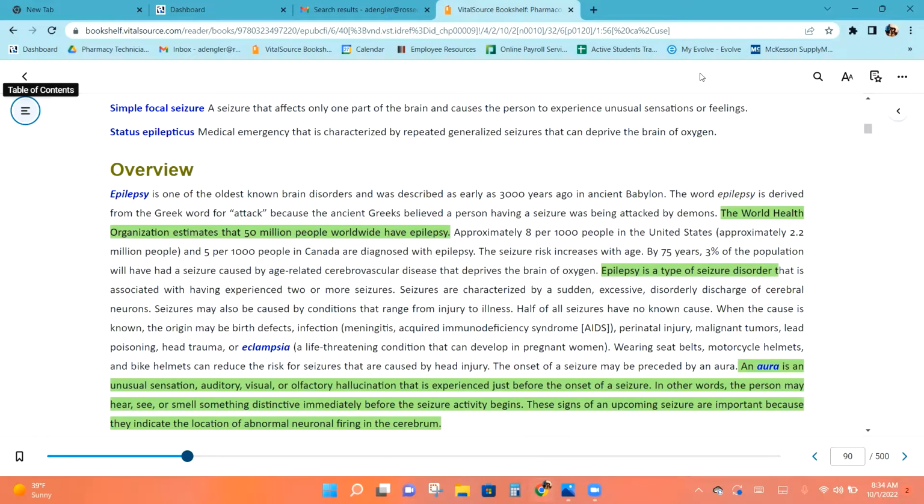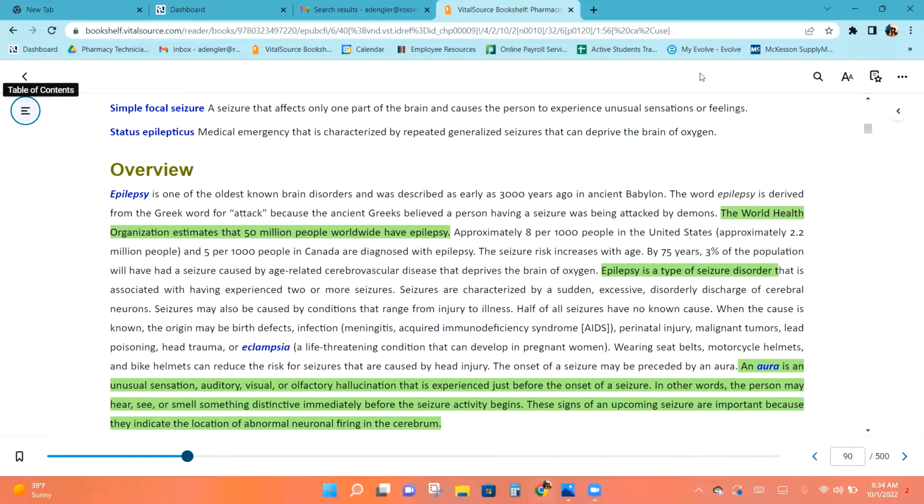Epilepsy is a type of seizure disorder that is associated with having experienced 2 or more seizures. Seizures are characterized by a sudden, excessive, disorderly discharge of cerebral neurons. Seizures may also be caused by conditions that range from injury to illness. Half of all seizures have no known cause.